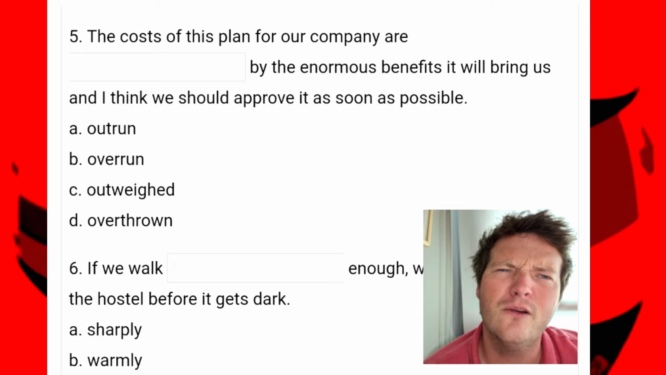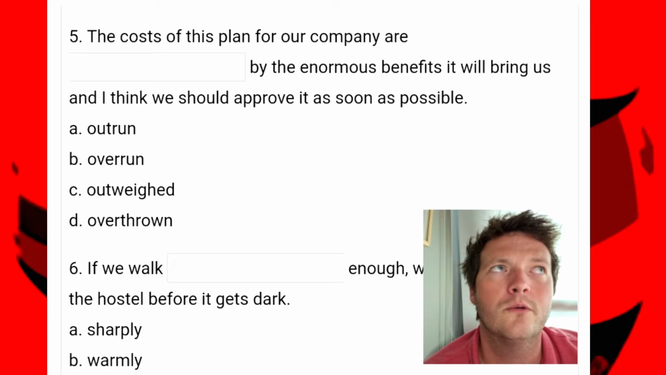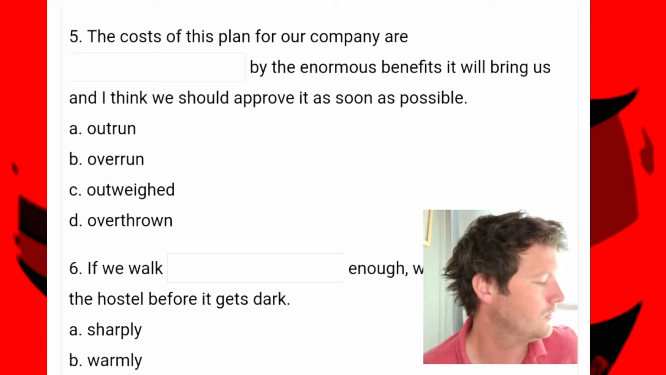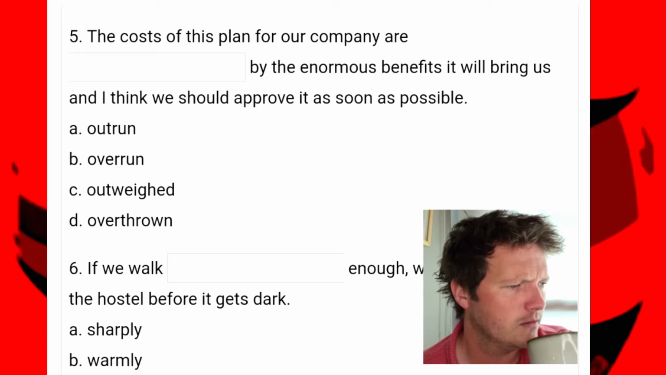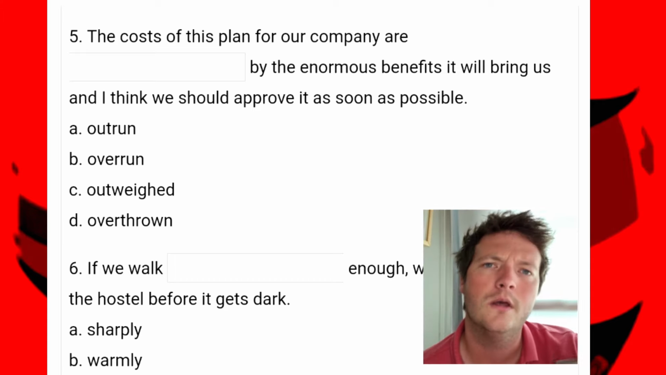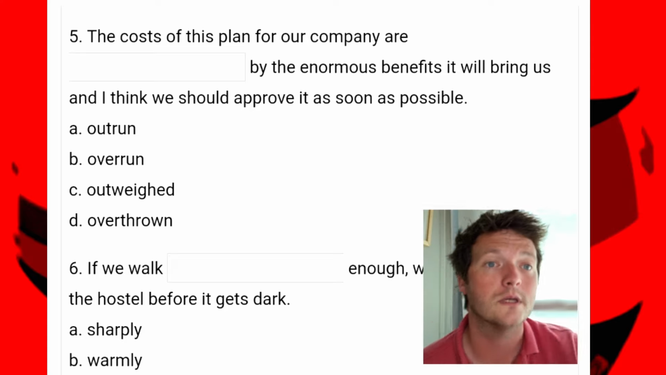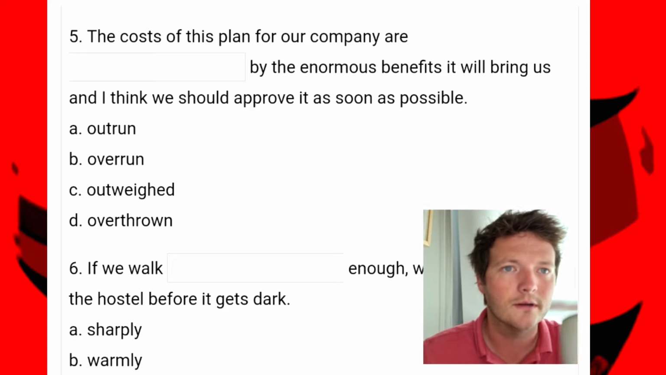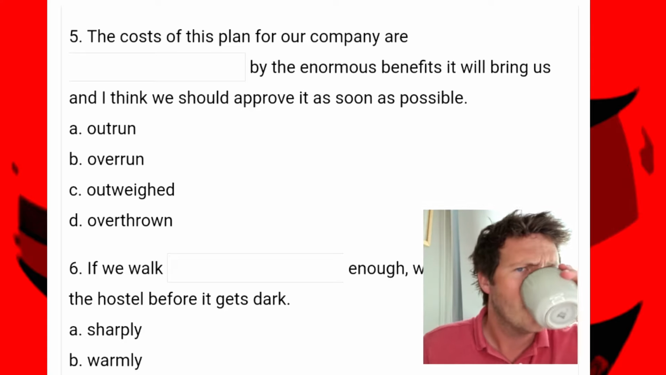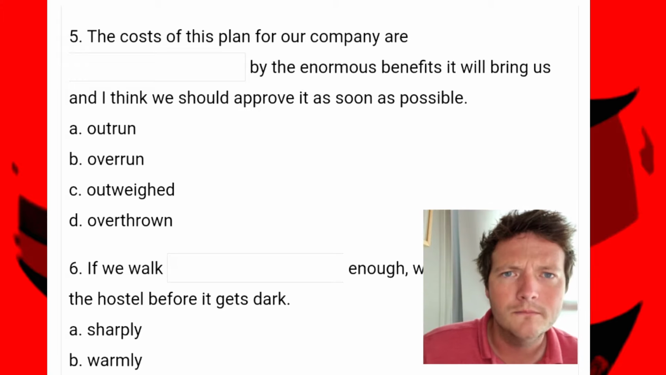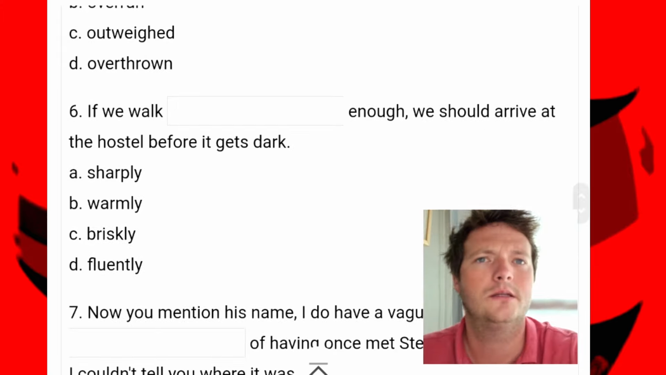Overrun is kind of like overwhelmed, I think, when you're overrun with work or something like that. You have too much work, you're overrun. Overthrown is to usurp, so you overthrow a king or queen. Anyway, let's have a look at number 6 then.